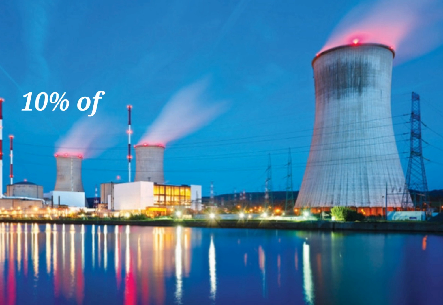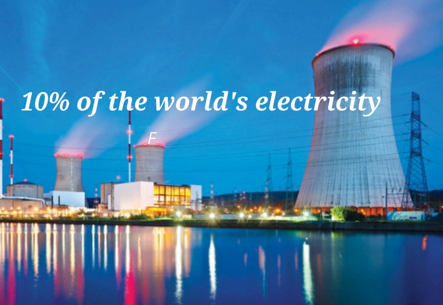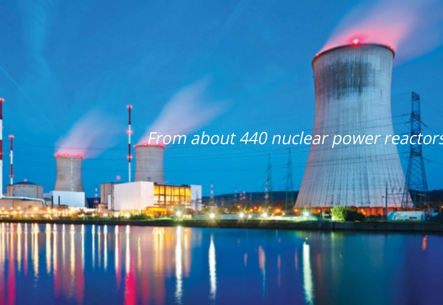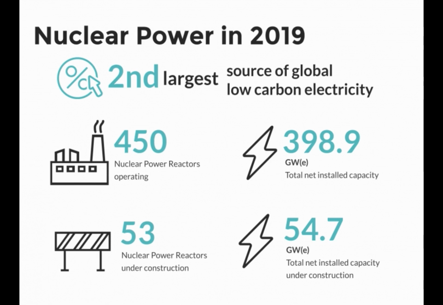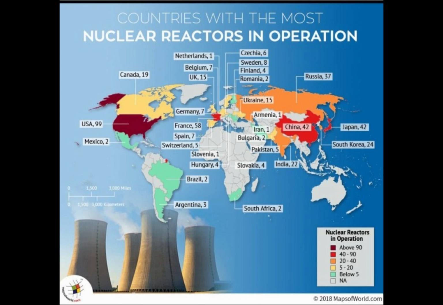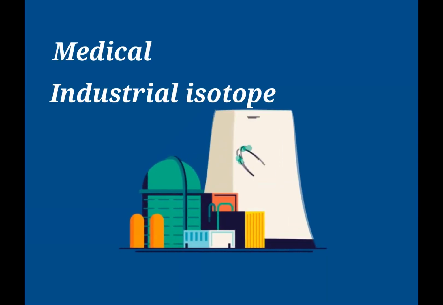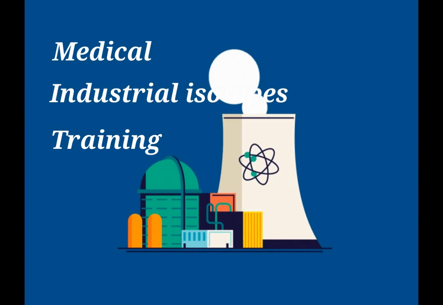Nuclear energy now provides about 10% of the world's electricity from about 440 power reactors. Nuclear is the world's second largest source of low-carbon power, 29% of the total in 2017. Over 50 countries utilize nuclear energy in about 220 research reactors. In addition to research, these reactors are used for the production of medical and industrial isotopes, as well as for training.